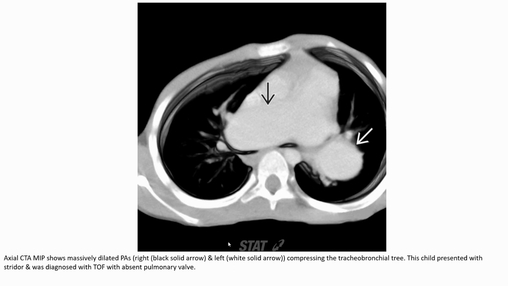Axial CTA in MIP shows massively dilated pulmonary arteries, right black solid arrow and left white solid arrow, compressing the tracheobronchial tree. This child presented with stridor and was diagnosed with TOF with absent pulmonary valve.